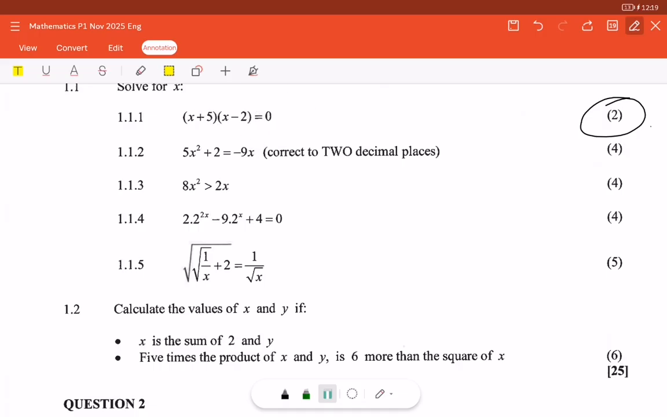This question is already simplified because on the right hand side we have a 0. As long as you have a 0 on the right hand side, then you can safely equate all of this on the left to 0, such that you're going to say x.